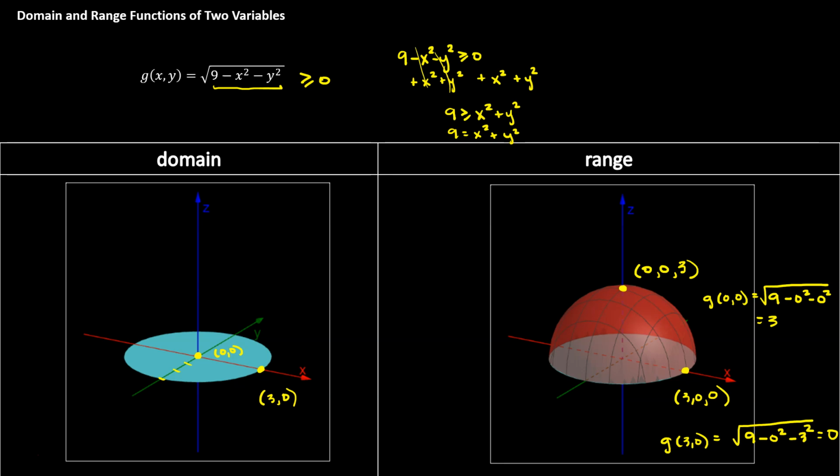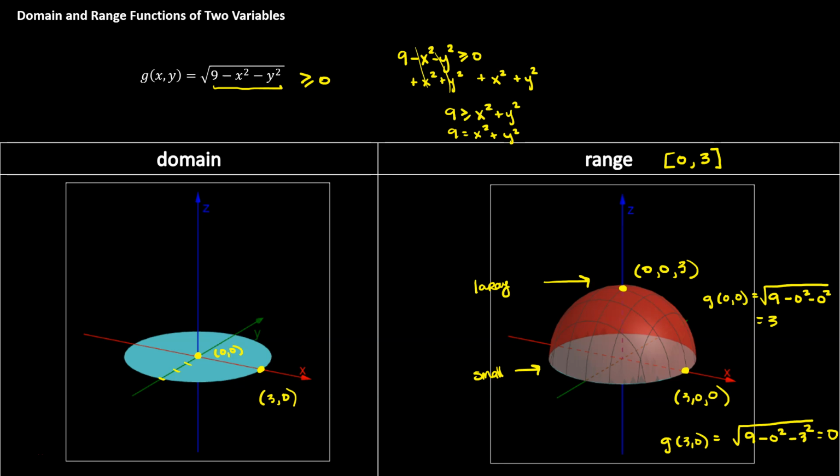Looking at the z-values from the smallest to the largest, we can find the range. The range is going to go from 0 all the way up to 3, including both endpoints, because we found the points that exist on the small side and the large side.